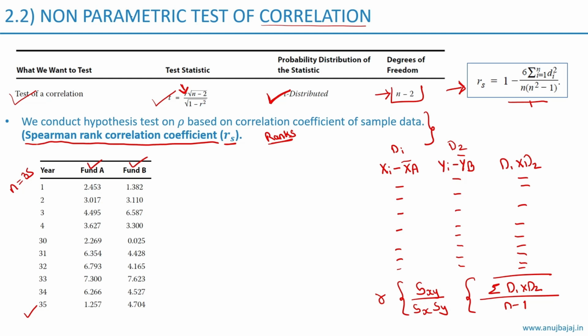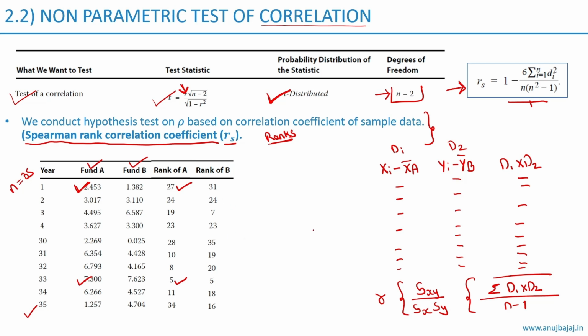But in a Spearman rank correlation, we first rank each observation within their own sample. Rank 1 implies that it is the largest observation and rank 35 implies that it is the smallest observation. So for observation 1, which is 2.453, it has a rank of 27 within its own sample. Similarly, the 33rd observation, which is 7.3, has a rank of 5 within its sample. We also rank each observation of Fund B, and these are the ranks.